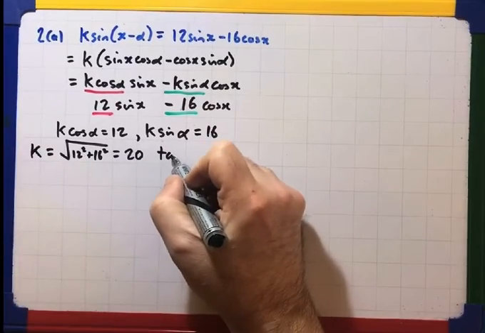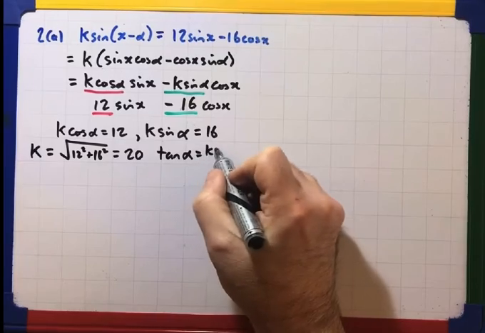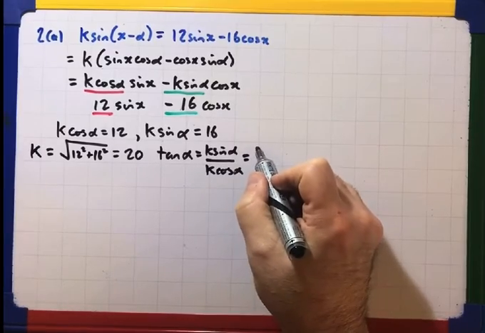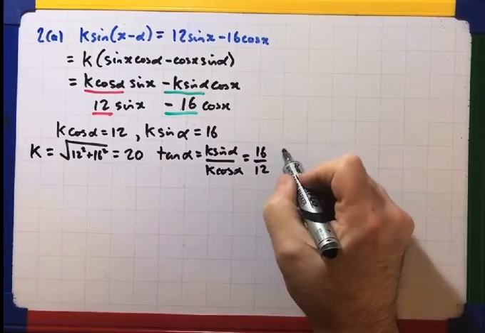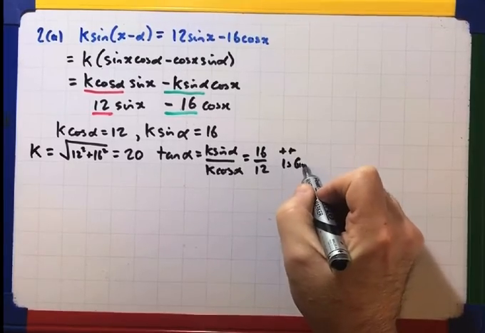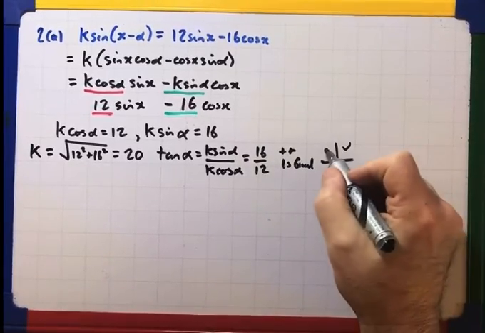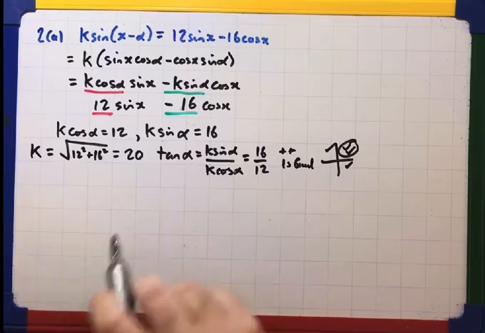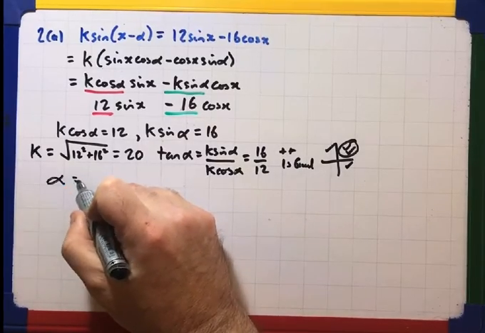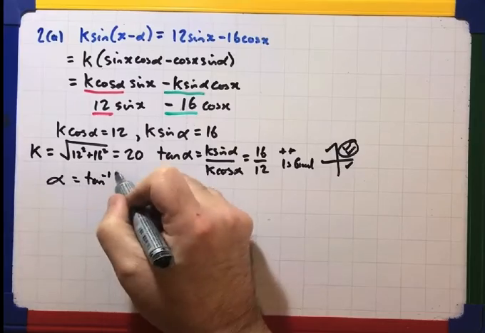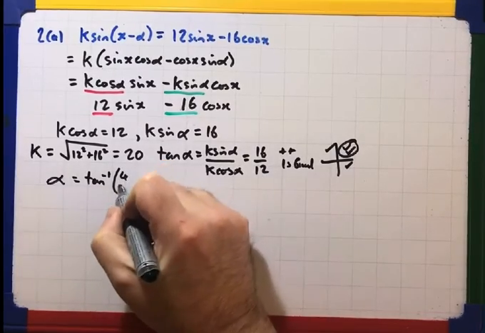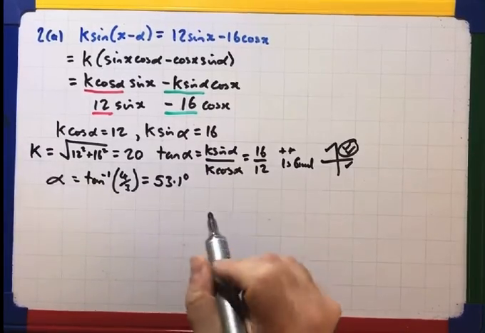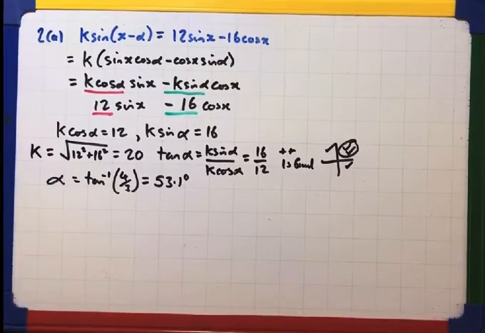Okay, you've got tan alpha, k sine alpha over k cos alpha, which is 16 over 12. Both bits are positive, so we're talking first quadrant again. Sine positive in those two, cos positive in those two, both positive, first quadrant. So this time alpha is simply going to be the first quadrant angle, which is inverse tan of 16 over 12, which is 4 over 3. And if I work that out, I get 53.1 degrees. Okay, so we found out all our bits now.